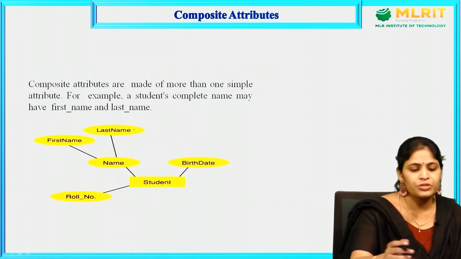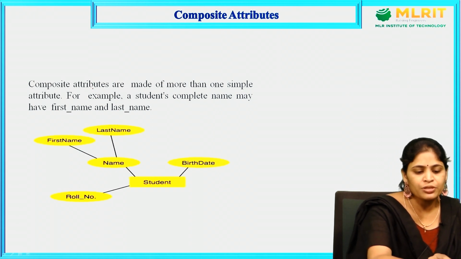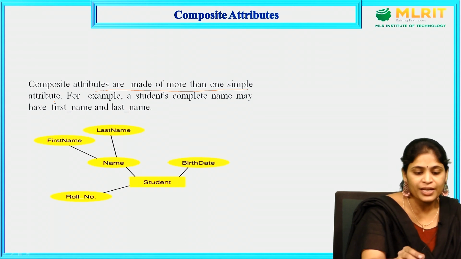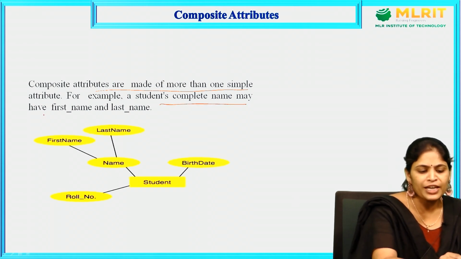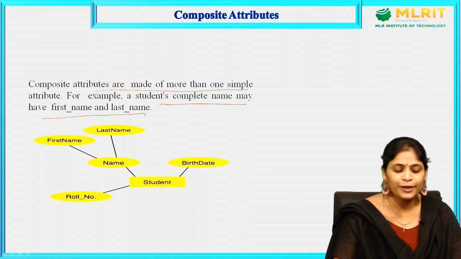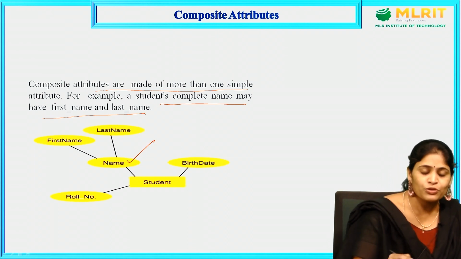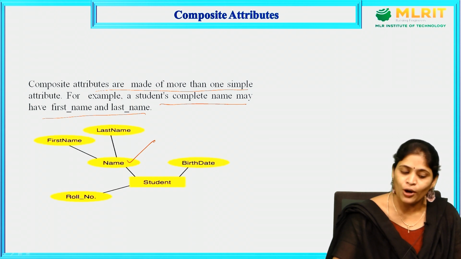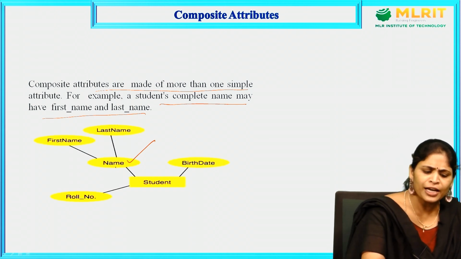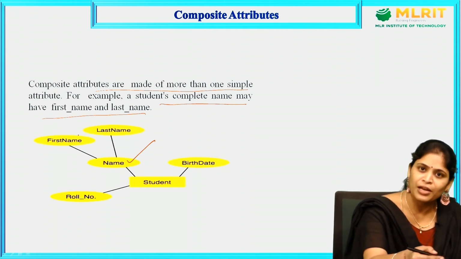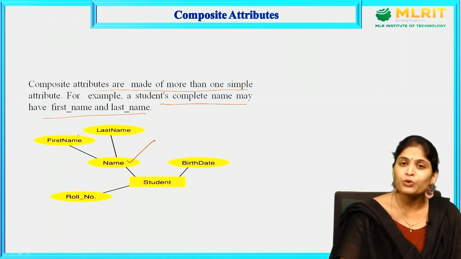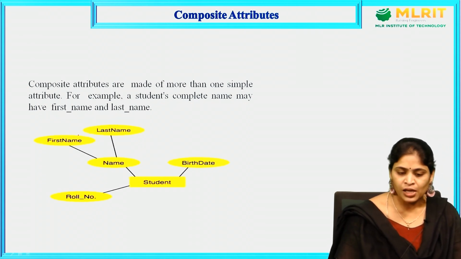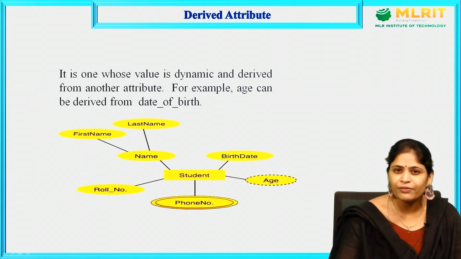Composite attributes. So what are the composite attributes? These are attributes made of more than one simple attribute. For example, a student's complete name may have first name, last name, right? So an attribute which can be divided further can be called a composite attribute. A name can be divided into first name, last name or else middle name, and those kinds of attributes are called composite attributes.